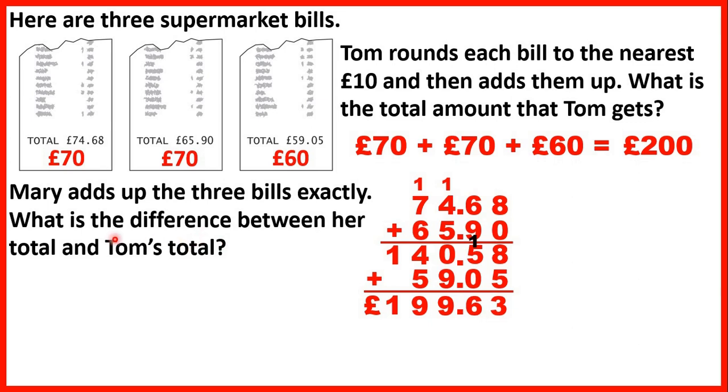£199.63. But the question says what is the difference? So we need to find the difference between £200 and £199.63. So the difference is 37 pence, because if we have another 37 pence, that will take us to £200.